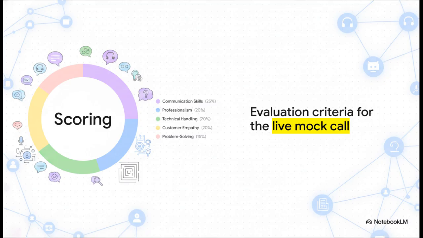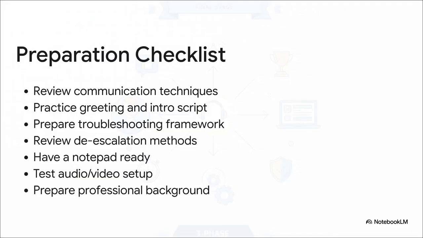So what does this tell us? The evaluator isn't just looking for you to magically fix the problem. They are heavily weighting how you communicate that fix to the customer. To actually maximize that score, you really need to follow this preparation checklist meticulously. Make sure you review your Phase 1 communication techniques, practice your greeting scripts out loud, yes, literally out loud, and have a solid troubleshooting framework ready to go. Treat this exactly like a real, live customer call.